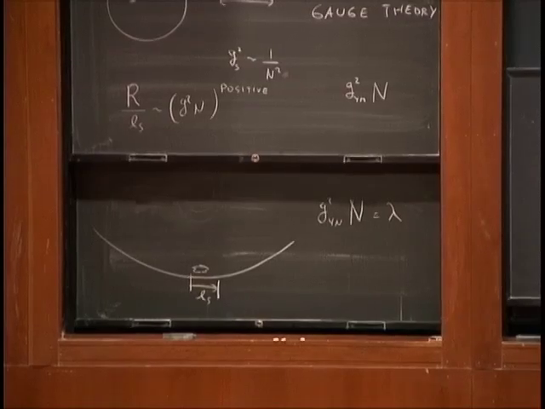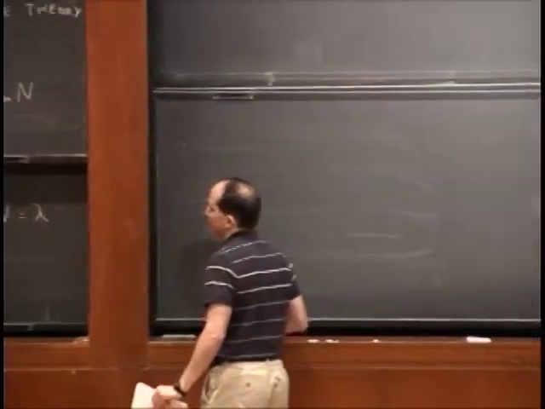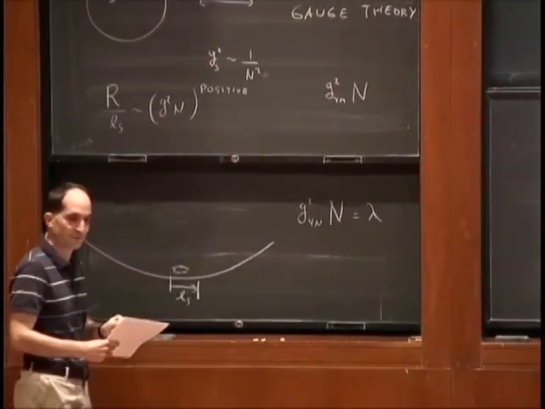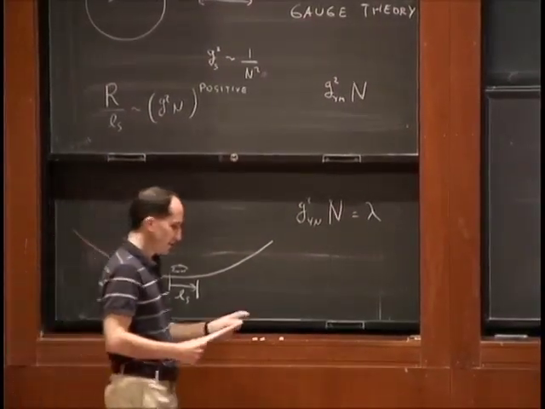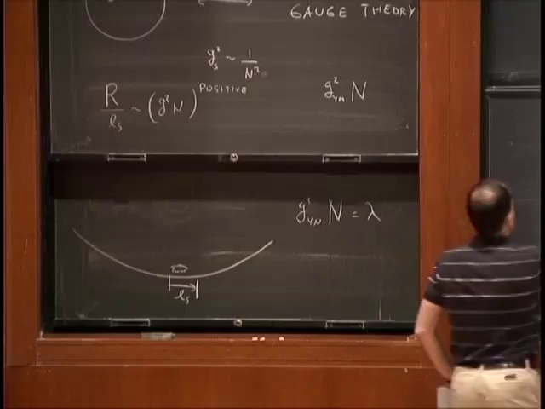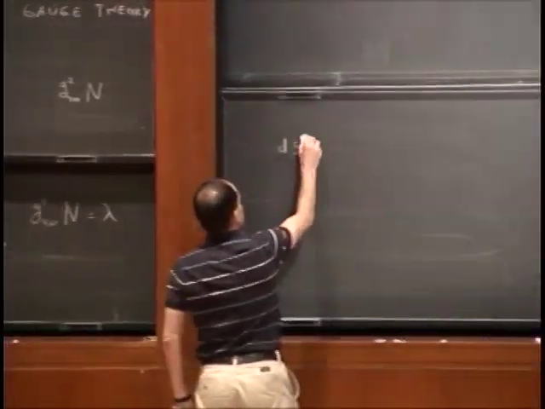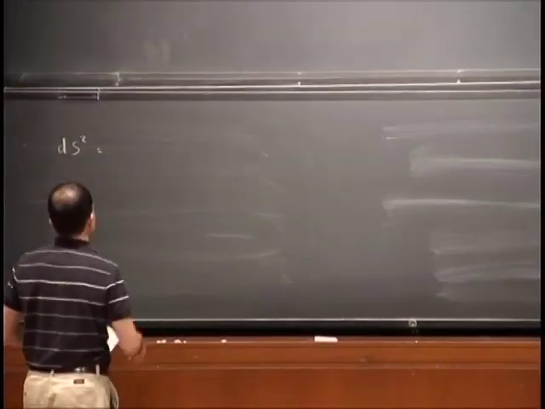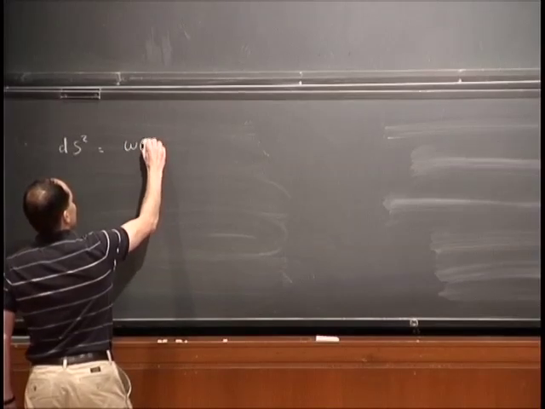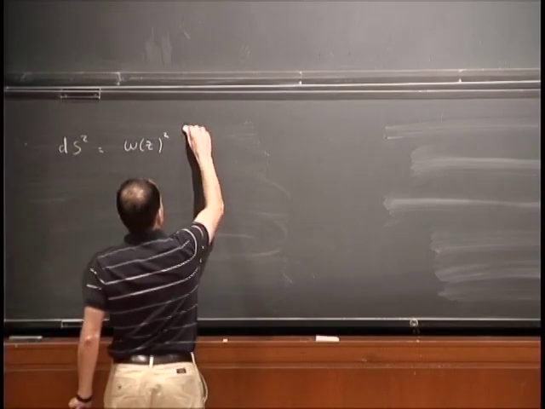Now, in order to understand this a little better, one needs to understand better what kinds of spaces we're going to be talking about here. And the spaces are spaces which have something called the warp factor. A warp factor is just simply a gravitational potential.